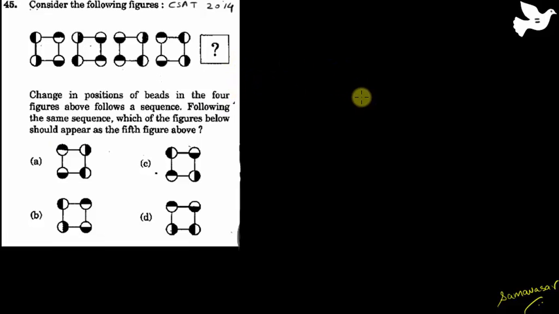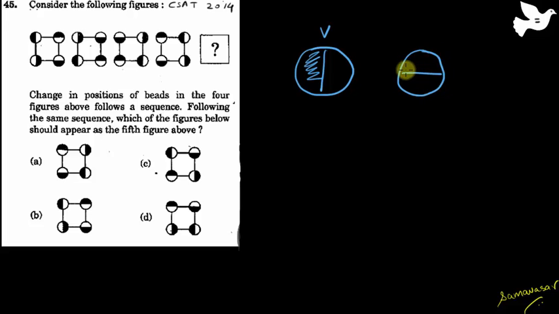This is a question from CSAT 2014. I am given these 4 figures and I am asked which is the 5th figure. The simplest way of doing this is, if I take a circle and have it colored like this one here, I call it a vertical split. This is a vertical split. And if I have something like this, this is a horizontal split.